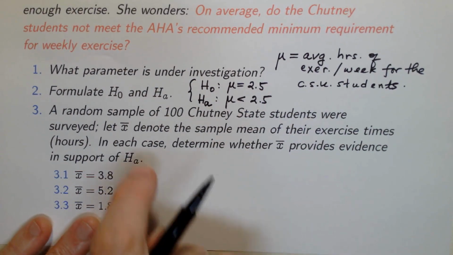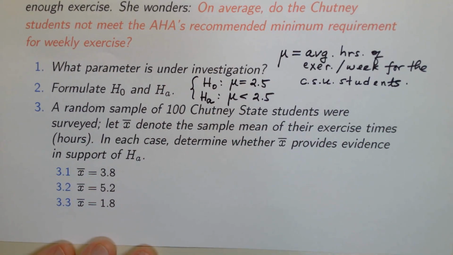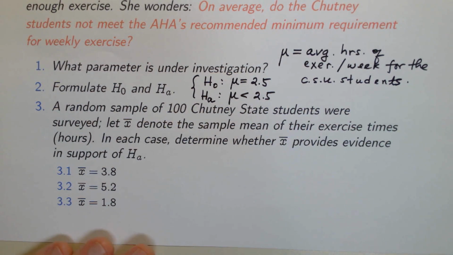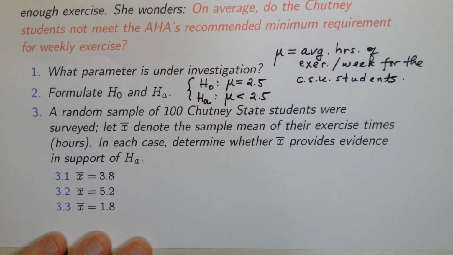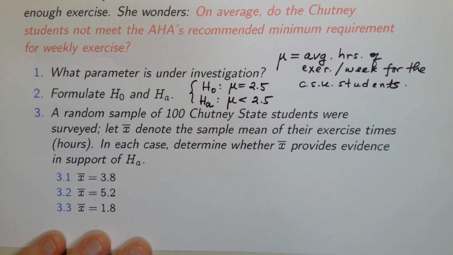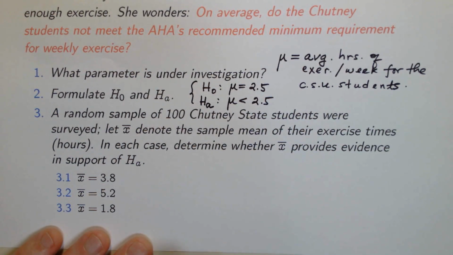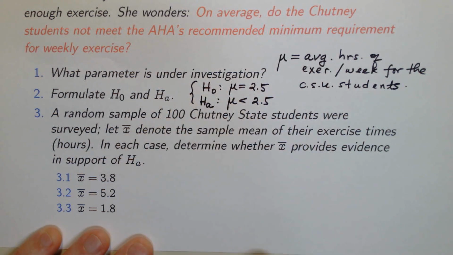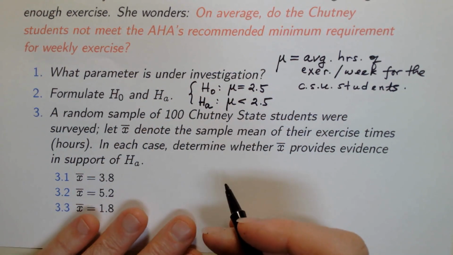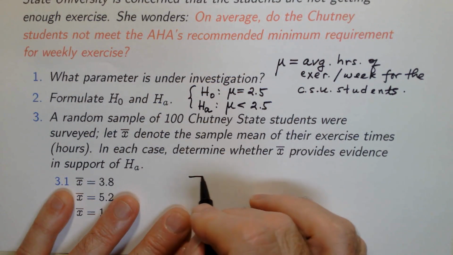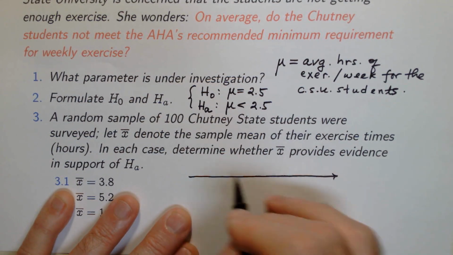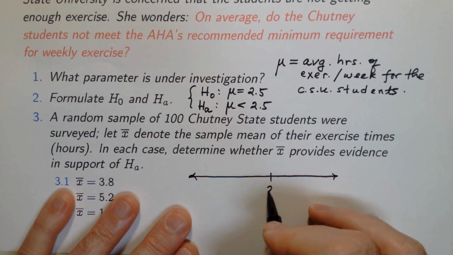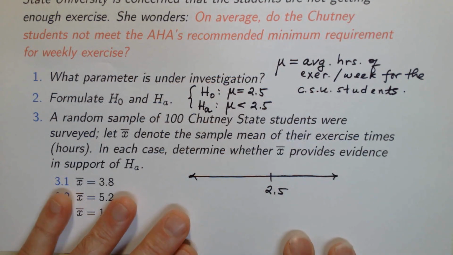All right, so a random sample of 100 Chutney State students were surveyed. Let X bar denote the sample mean of their exercise times in hours. In each case, determine whether X bar provides evidence in support of HA. Now, what we have to understand is by reason of how our null and alternative hypotheses are phrased, that effectively we have a number line. And on that number line, we would find 2.5, let's say here.